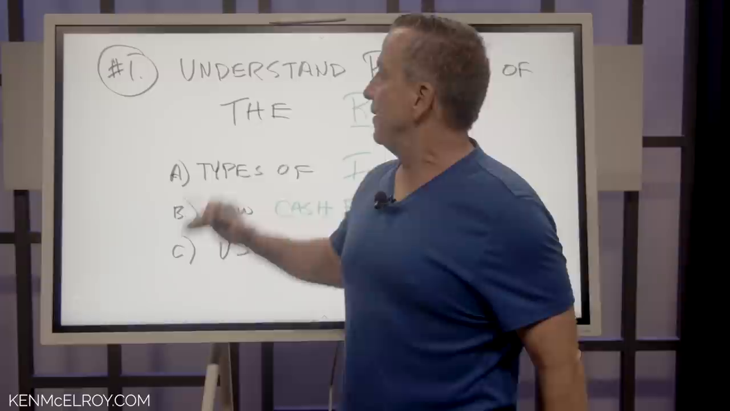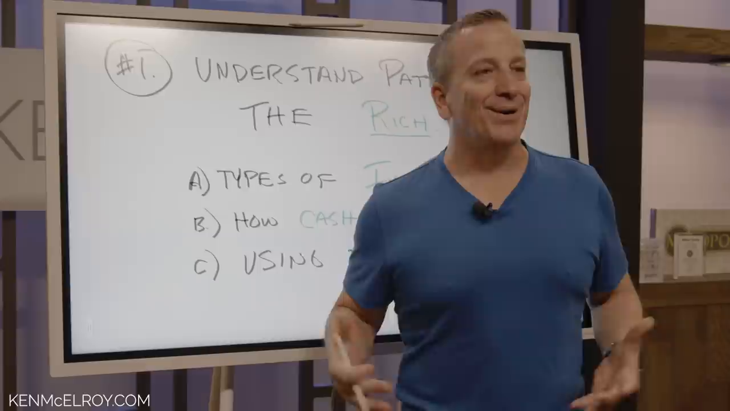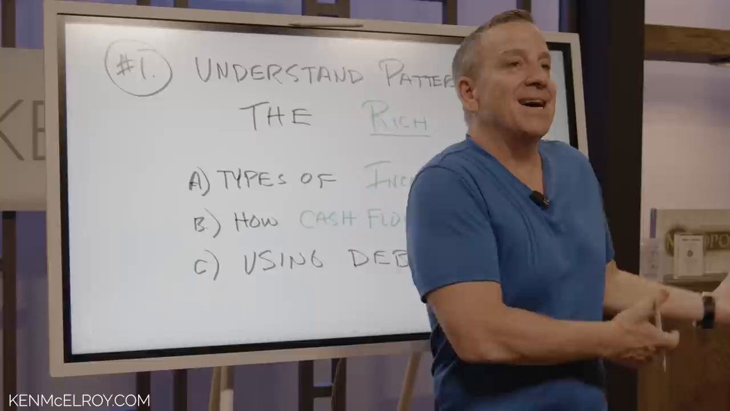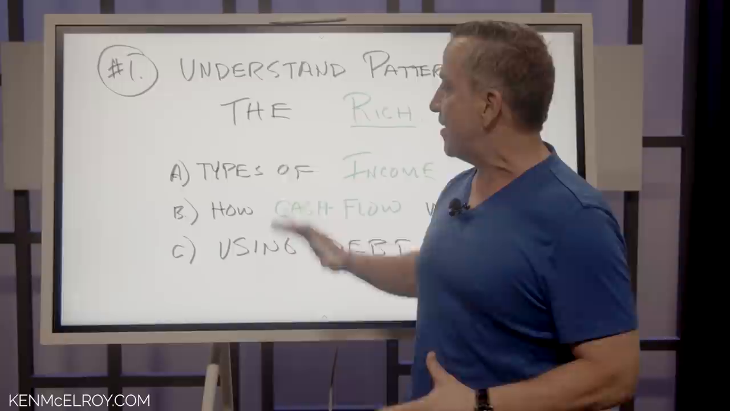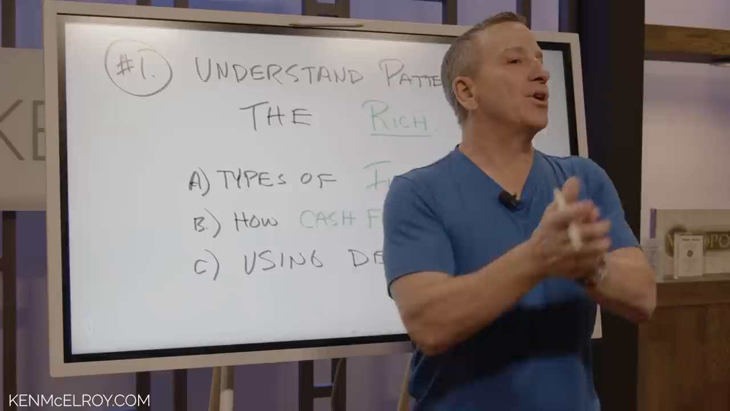So step number one, in order for you to be wealthy, you have to understand the patterns of the rich. Why try to recreate the wheel when you can go back and look at what so many people before us have done? One of the things you can study are the patterns of the rich. And so I've done that for you. I've broken it down into 3 things that I think are really important that you really need to understand if you're going to use your money or someone else's money in order to become wealthy.